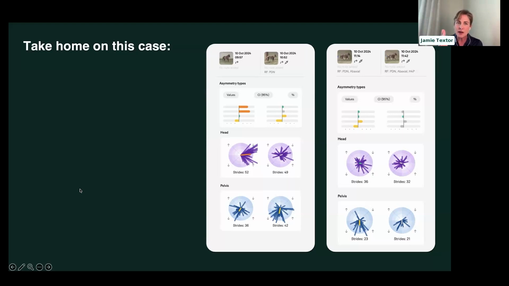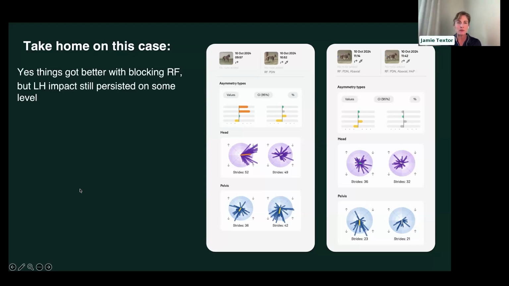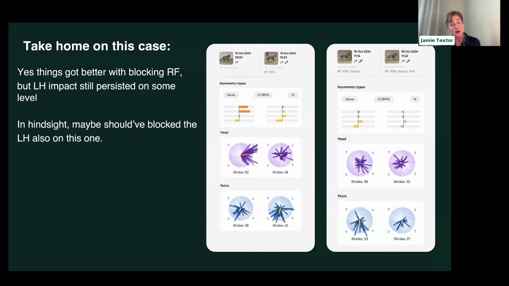So my take home on this one was, yes, things did get better with blocking the right front, but the left hind impact still did persist on some level. And in retrospect, or in hindsight, if we're talking about the hind limbs, maybe I should have also blocked the left hind on this one.